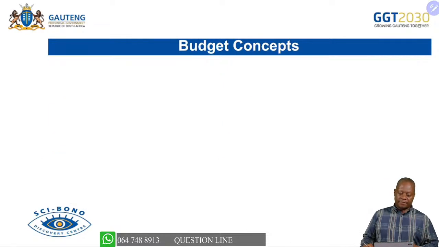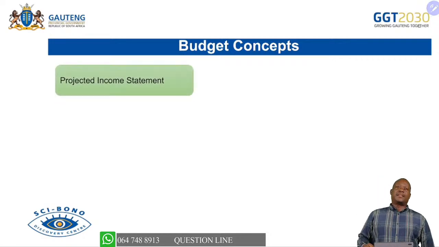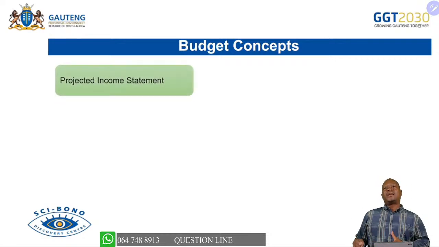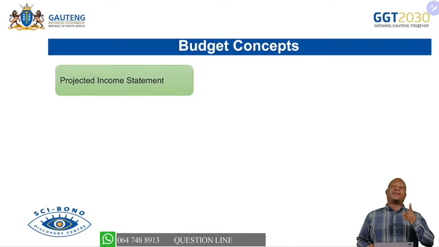And then the next thing that is closely linked to the cash budget is a projected income statement. Now, these two, a cash budget and a projected income statement, look into the future, so they are for planning purposes. They are different from our cash flow statement and our income statement, which look into what happened in the past.